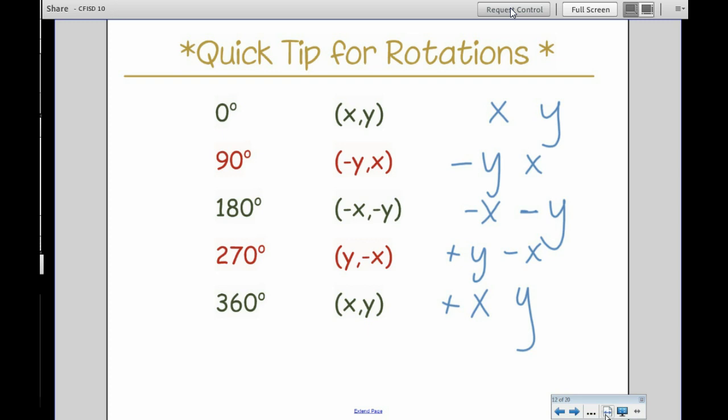Negative 4, 2, rotated 270 degrees. Thomas R. 2, 4. Ding, ding, ding. So it says take y and leave it alone. So you took y and you left it alone. Then it says take x and make it negative. Negative 4. Okay. Ava, next one.